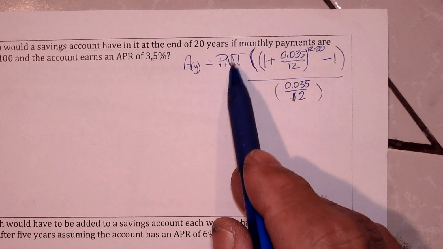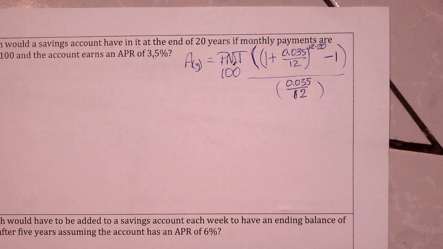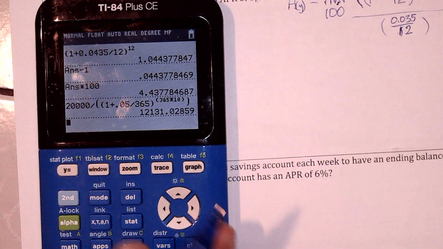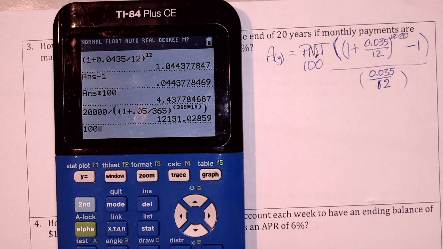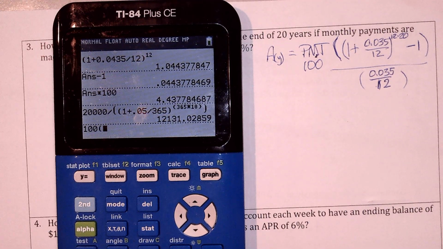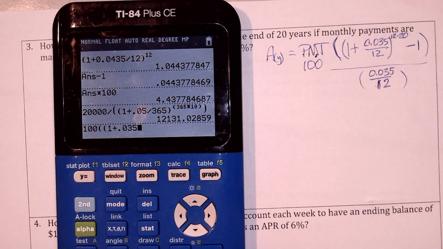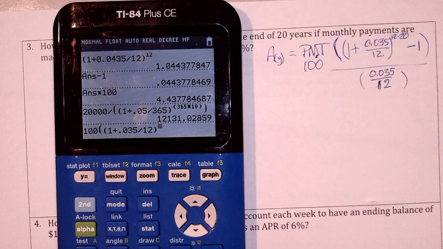So we got to type this in with the payment of $100. So to type that in, we would type in $100. Now I've got a numerator, and it's all got to be enclosed. So I got parenthesis, and then in there's a parenthesis for the 1 plus 0.035 divided by 12 times in a year, because it's monthly, close parenthesis, and we got to multiply by this whole thing 12 times, so that's why it's an exponent.